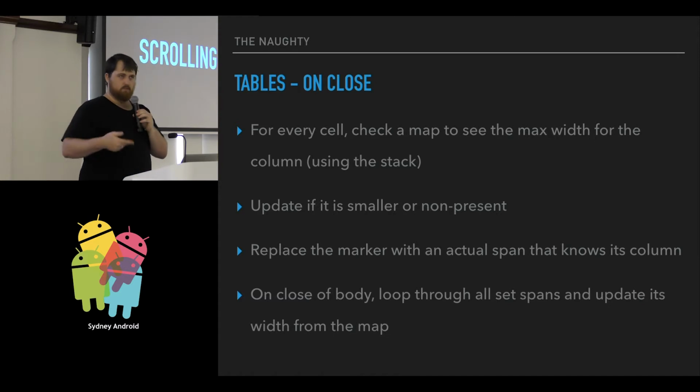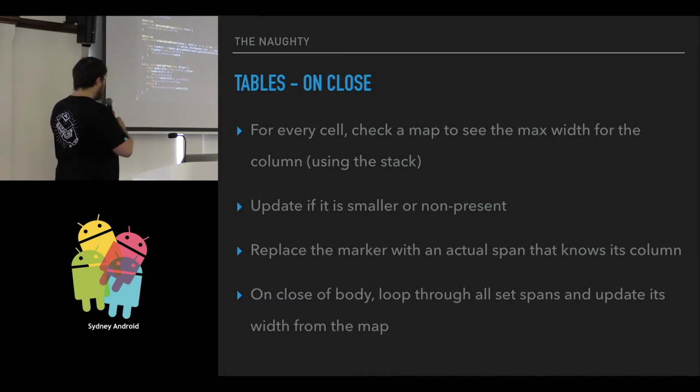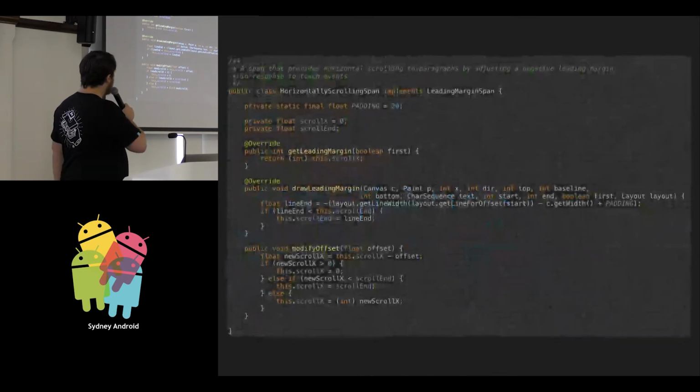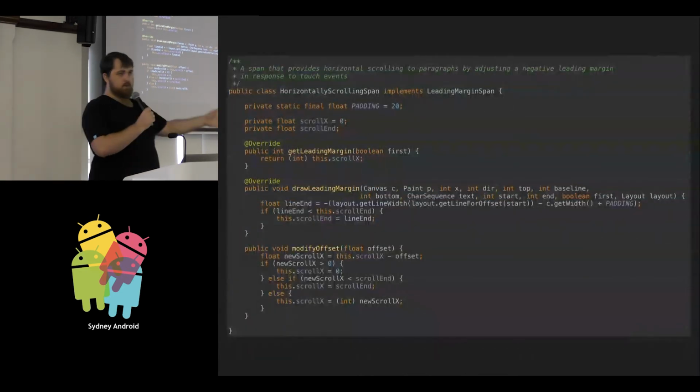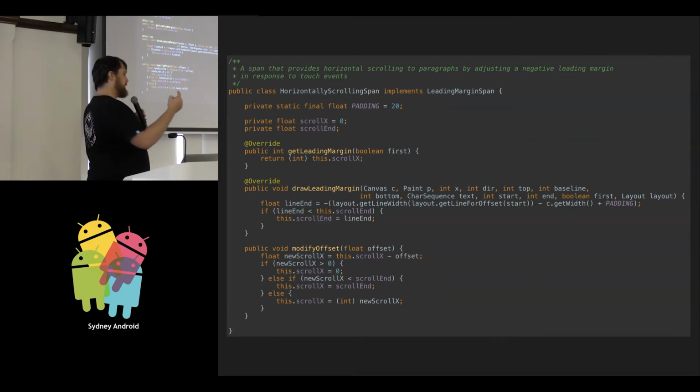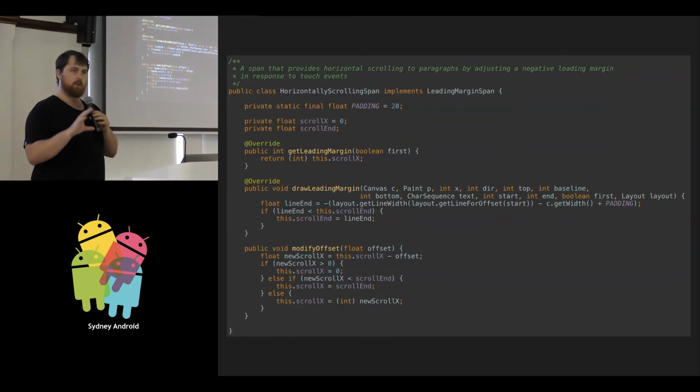But because you're rendering everything line by line, there's not many other ways to go about it. So how about scrolling? This is my scrolling span. And again, I don't expect you guys to read it. There's not much space there. It is a leading margin span, and a leading margin span is a span that will indent your paragraph. But what you could also do is set a negative indent. And if you were able to continually update that as a variable, suddenly your paragraph will start moving backwards and forwards and scrolling.